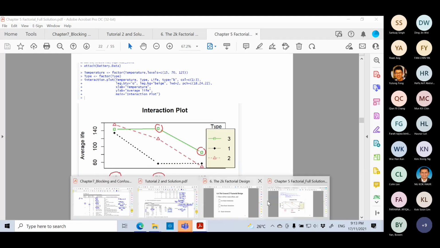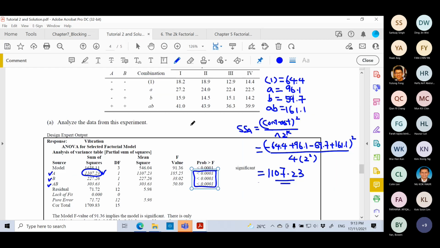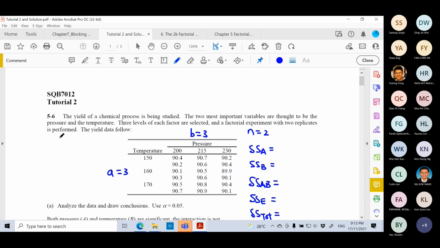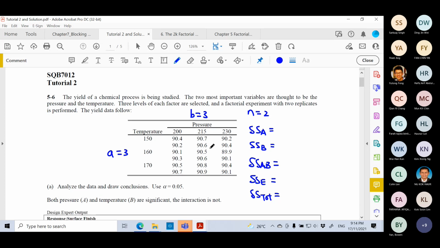Any of you have questions? Okay, I do not give you many tutorial questions. For the 2 power k, because 2 power k will be affected a lot, I will give you some more 2 power k in tutorial 3. But in this tutorial, I just give you only one question from the factorial analysis. Because if I give you 3 factors, your calculation will be long. Therefore, I don't want to give you repeated work.